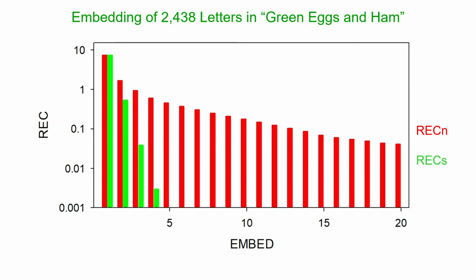Here is the embedding of all 2,438 letters in Green Eggs and Ham. I've added one thing, and that is embedding. Embedding means take not just one character and match it with another character looking for its same self. Take two characters at a time and see if you can find that two character pattern. Take three letters at a time and match it. And so I've done this from 1 all the way up to word length 20.